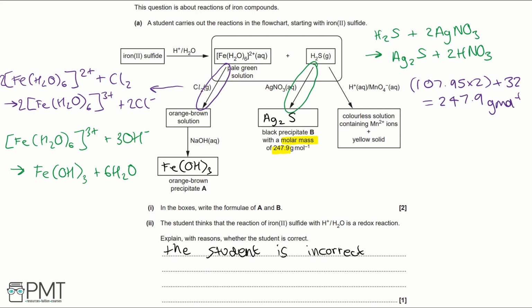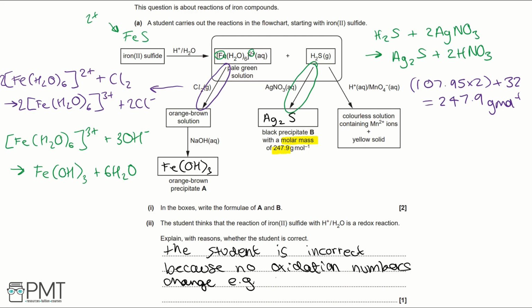So if we looked at iron 2 sulfide, that is FeS. So iron has a 2 plus oxidation number, and iron also has a 2 plus oxidation number in its pale green solution. So the reasoning behind this is because there is no oxidation number change. So we could give an example to support our answer, and the example could be that iron, or Fe, is always plus 2. So to get the mark for this question, you need to say the student is incorrect because no oxidation numbers change. The example is not part of getting the mark, but it's important, if you can give an example, to give an example, because it reiterates your point and confirms to the examiner you know what you're talking about. So it's always a good idea.